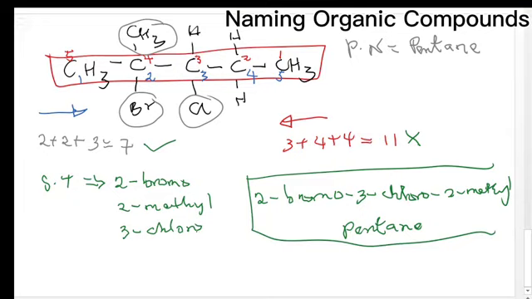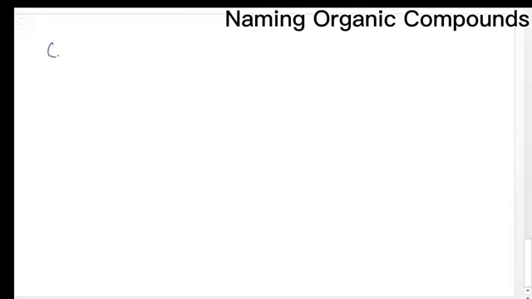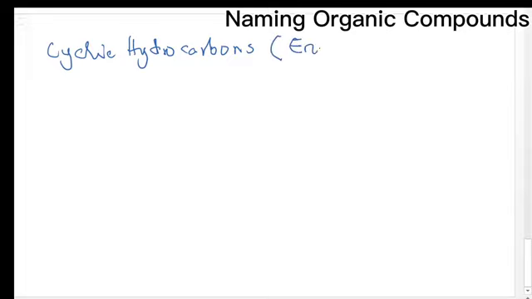Yes, sir. So this is actually a review of what we did in the last class. So let us start with cyclic compounds. What we mean by cyclic hydrocarbons here, we are talking about hydrocarbons that are enclosed, right? They are forming a cyclic ring, or we say they are forming a ring. So they are always closed, so we call them cyclic.